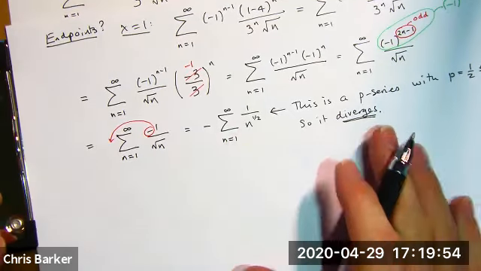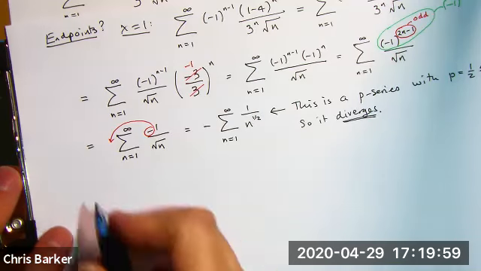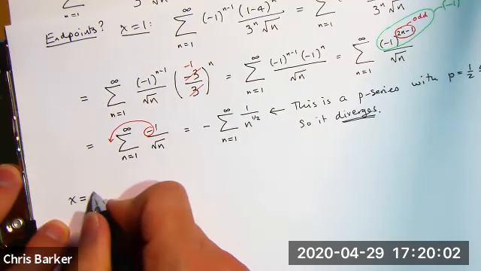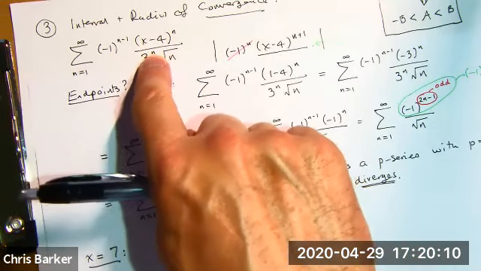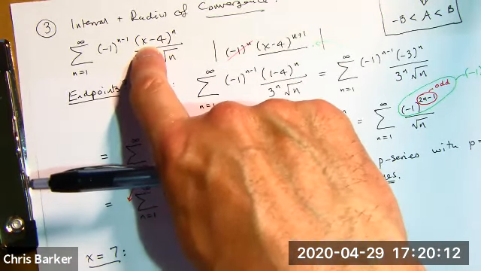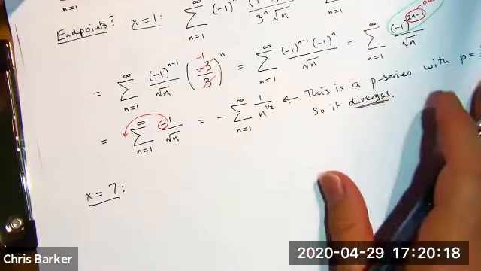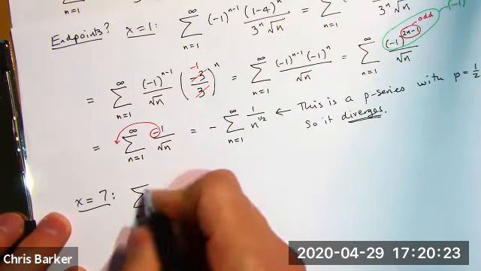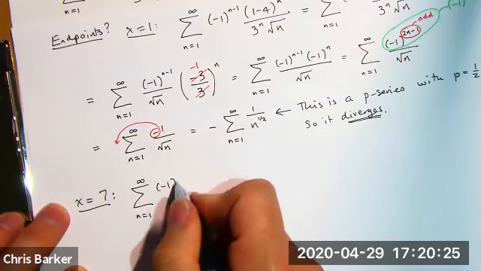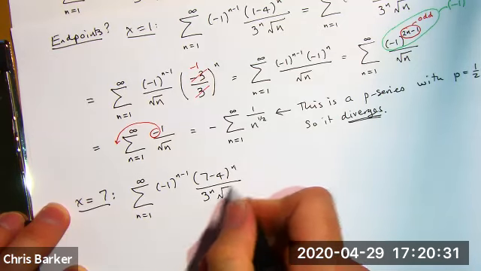Now, are there any questions on this before I move on to the next endpoint? All right, so the other endpoint, x equals 7, we do the same thing. We plug it into the original series back here. So I'm going to be putting a 7 in where that says x. So this will become 7 minus 4 to the n. So you won't be able to see them both on the screen at the same time, unfortunately. So I get the sum, as n goes from 1 to infinity, of negative 1 to the n minus 1 times 7 minus 4 to the n over 3 to the n square root of n.